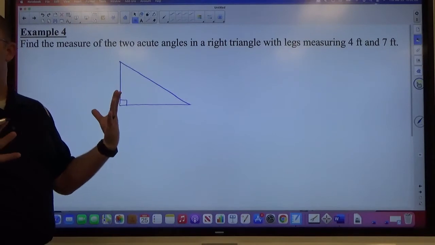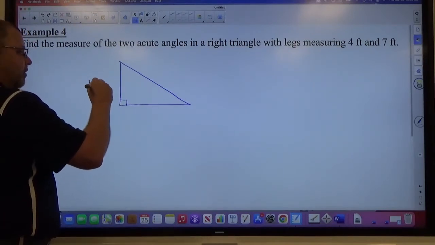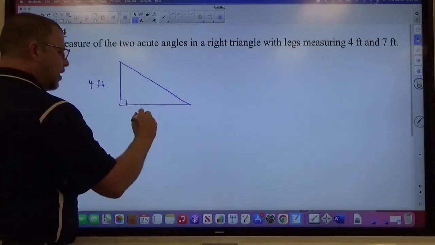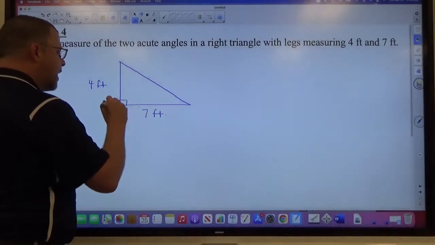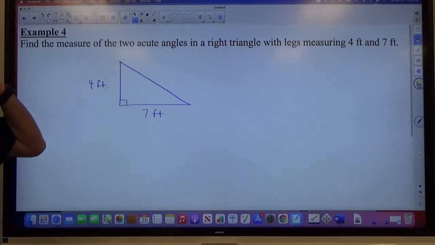It's not drawn to scale necessarily, but this is the shorter side based on my picture, so I'm going to call that side 4 feet. This is the longer side. I'm going to call this one 7 feet. Again, I don't know the hypotenuse, so I made sure that I left the hypotenuse empty there.